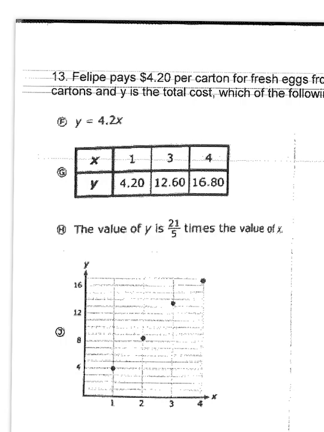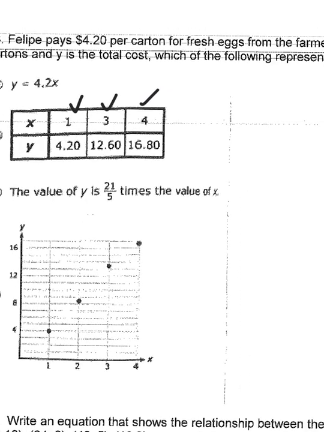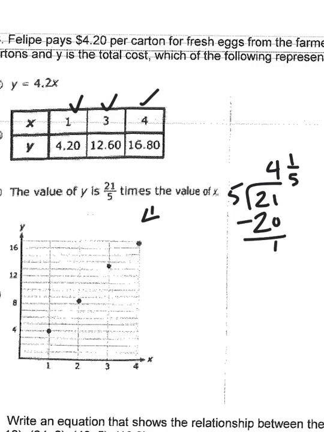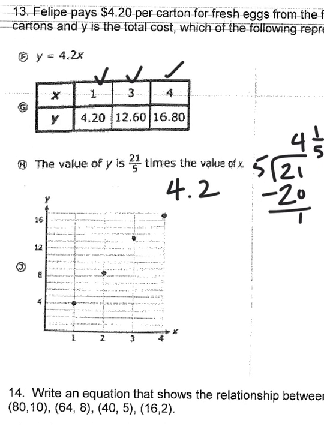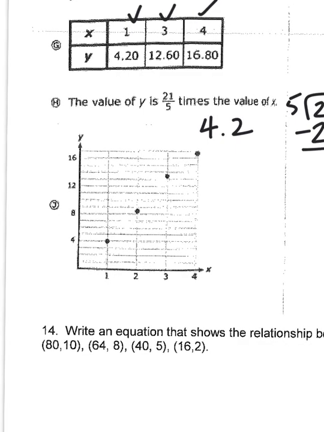1 times 420 is 420. 3 times 4 is 12. 3 times 20 is 60, so these are looking okay. 4 times 4 is 16. 4 times 20 is 80. Table's okay. 21/5. If you take 21 divided by 5 times 4, 20. 1/5 is left over, and 4 1/5 is also known as 4 2/10. So that's okay. So must be this graph.